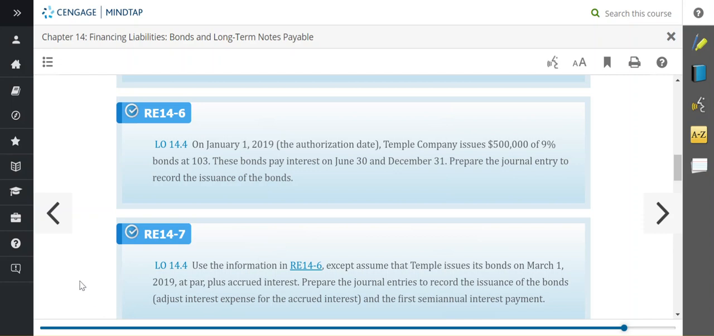In review exercise 14-7, it says, using that information from above, except assume that Temple is going to issue the bond on March 1st at par plus accrued interest. And they want us to prepare the journal entries to record the issuance of the bond and adjust interest expense for accrued interest and the first semi-annual interest payment. So we're going to do two different entries.